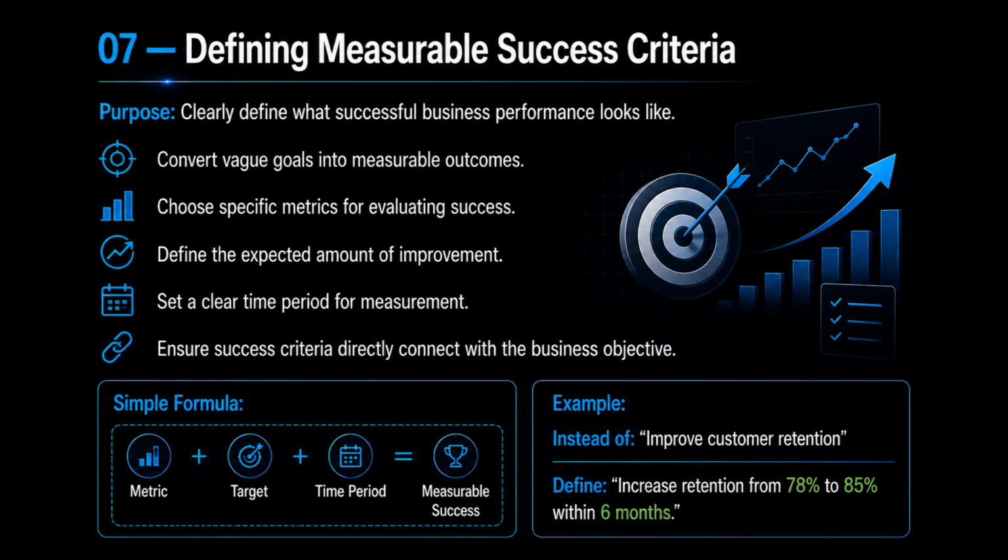For example, instead of saying, improve customer retention, define it clearly as, increase customer retention from 78% to 85% within 6 months. This makes success specific, measurable, and easy to evaluate.